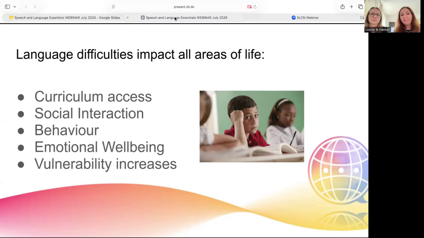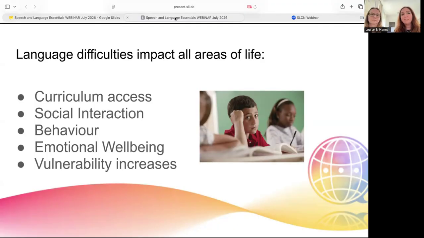They impact behaviour. Misunderstandings are often misinterpreted as defiance, as daydreaming or inattention. Not being able to express your own thoughts and feelings can lead to frustration and expression through behaviour, meaning we miss SLCN and we can end up managing behaviour rather than supporting the learning.